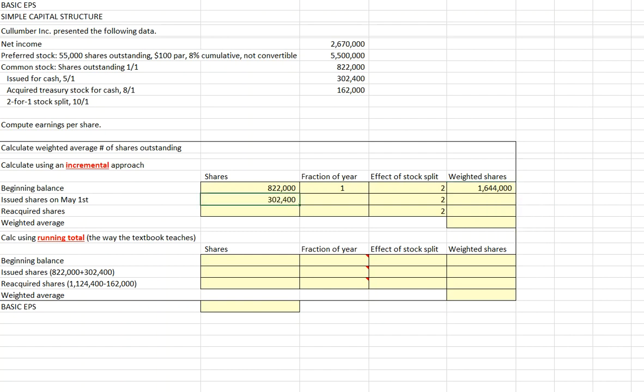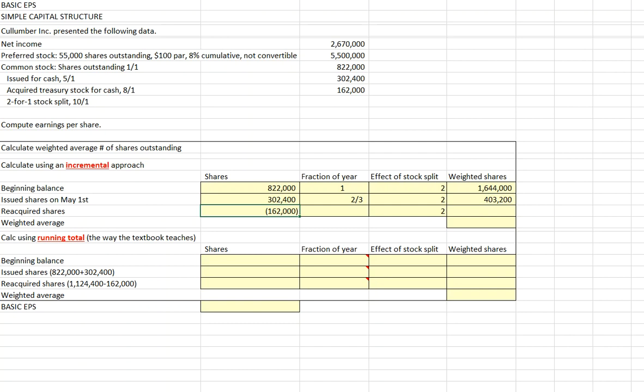Next thing, let's consider the shares that are issued on May 1st. We've issued 302,400 shares on May 1st. These are outstanding 8 months from May 1 to December 1, or 2/3 of the year. For our weighted average shares outstanding, we'll take the 302, multiply it by 2/3, multiply it by 2, to get 403,200 shares outstanding.